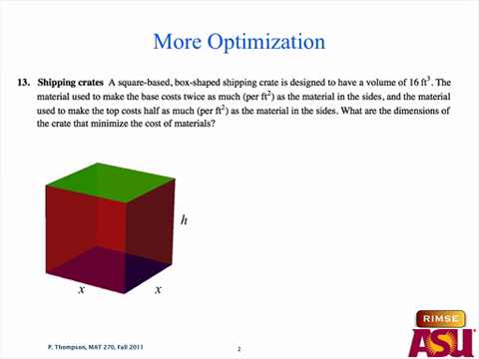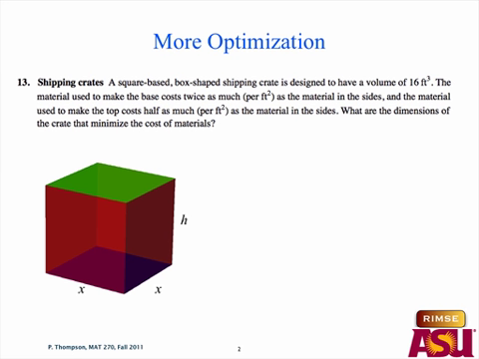So how are we going to build this cost function? Patrick, any ideas? I wrote down stuff that I knew with the volume of 16 feet cubed. Okay. And that volume is base times height times width. And this would be x squared times h. Awesome.